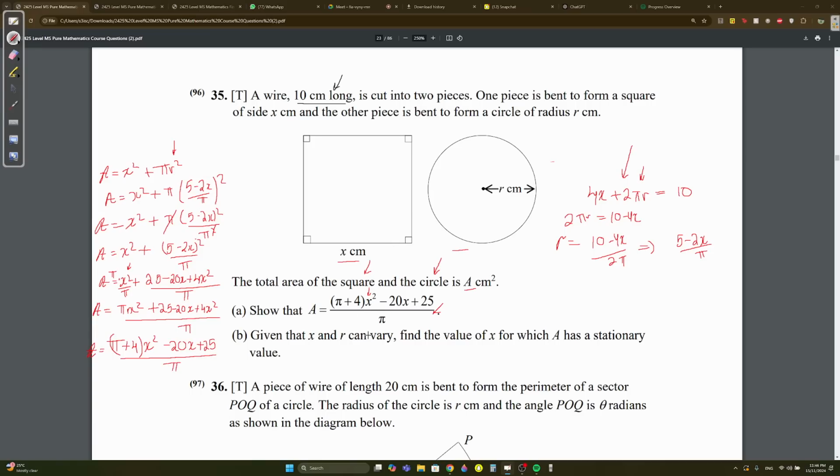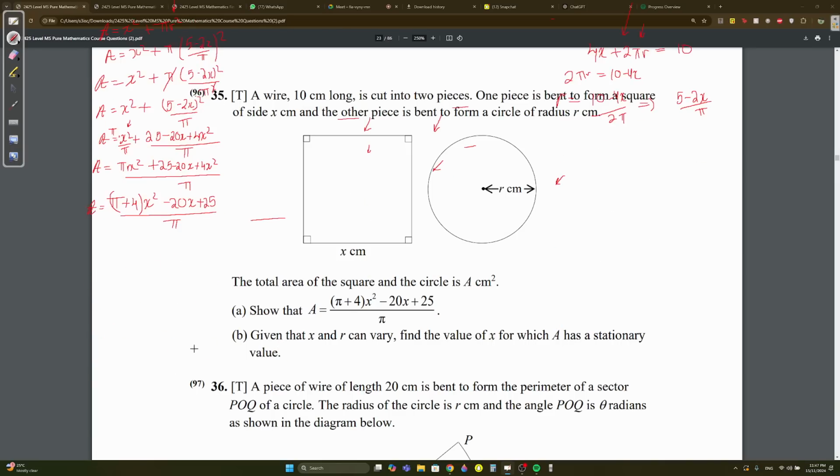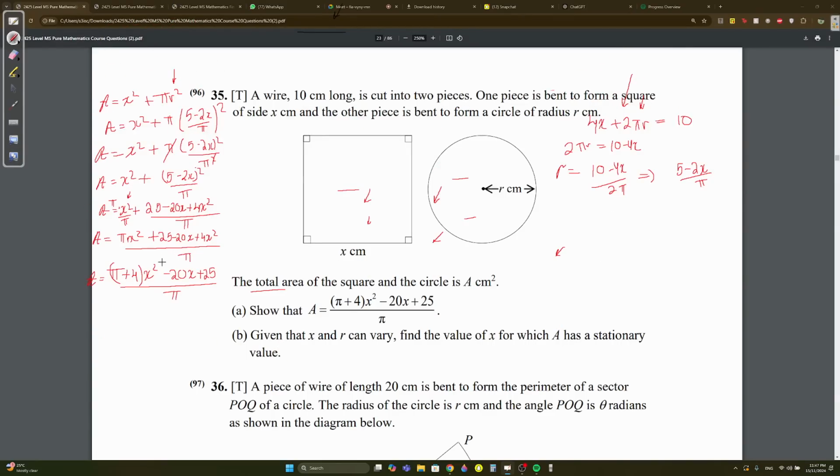For part B, given that x and r can vary, find the value for x for which A has a stationary value. Obviously, to find the stationary value, minimum, maximum, whatever, you need to derive. So we have to find A prime, right? How do we derive this?